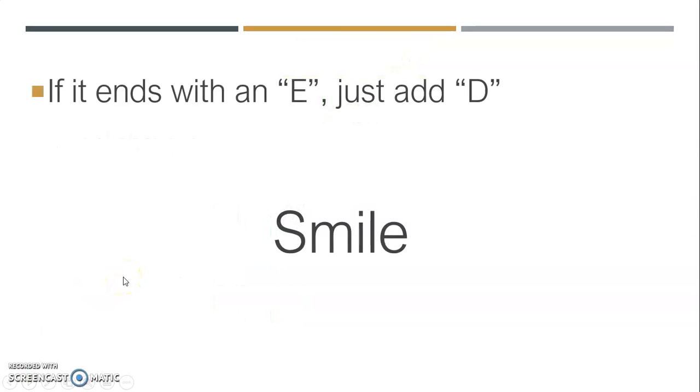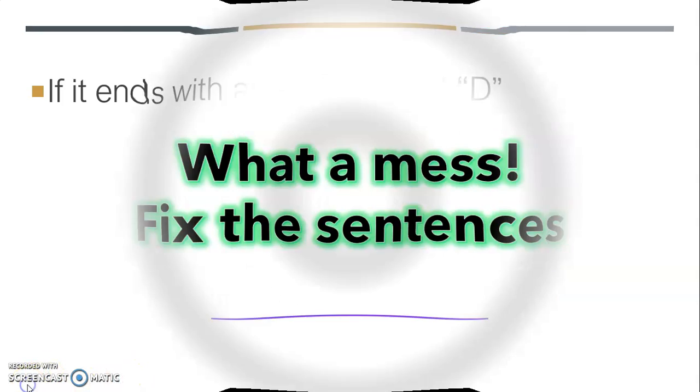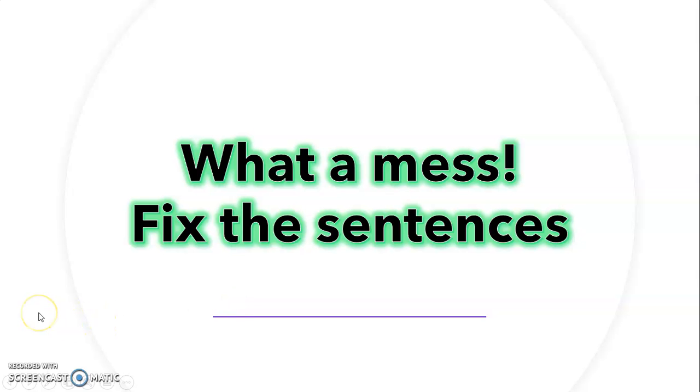There is another way. And this usually happens when we have E or a magic E at the end of a word. So when that happens, we're just adding the letter D. So instead of adding another ED, we're just going to add the letter D there. So smile, change to smiled. That way you don't have 2 E's in the middle. Wouldn't that look funny?